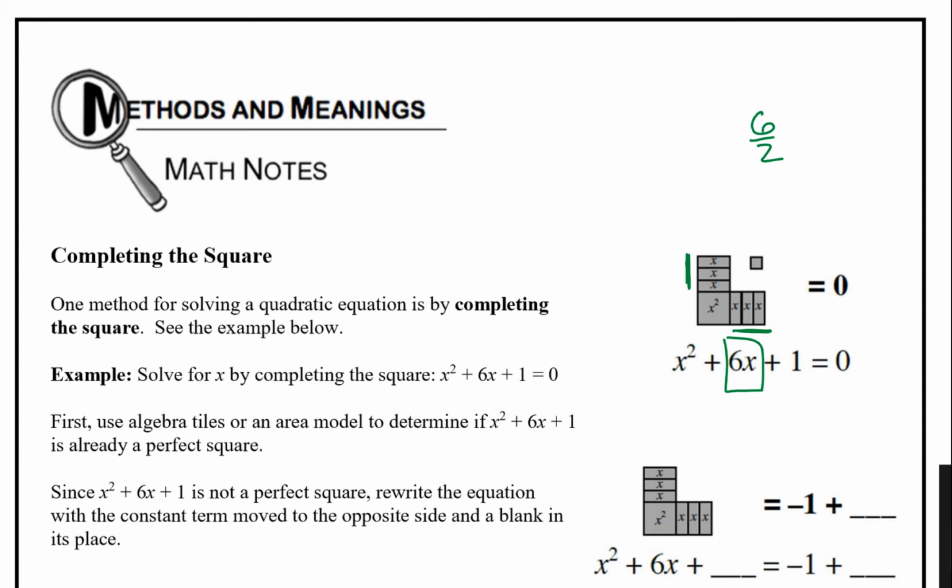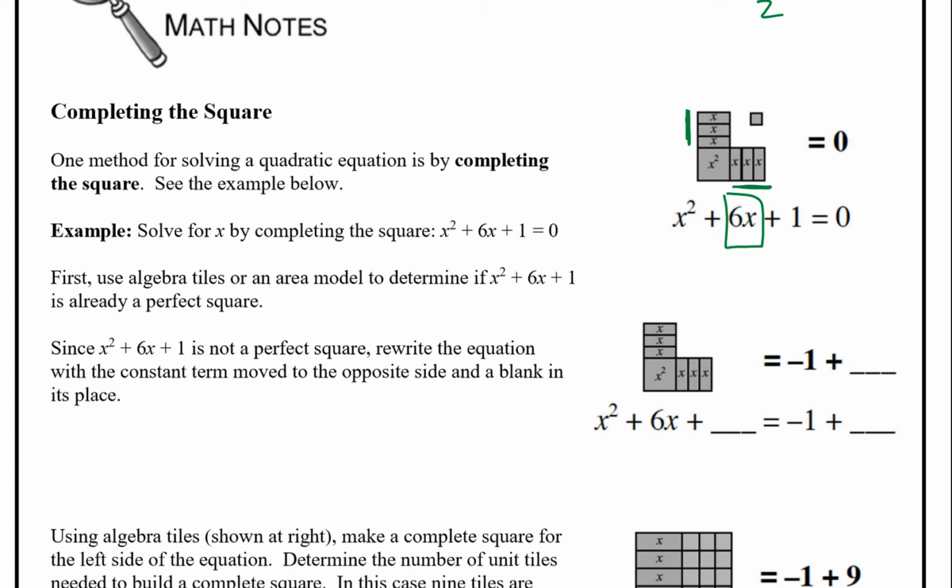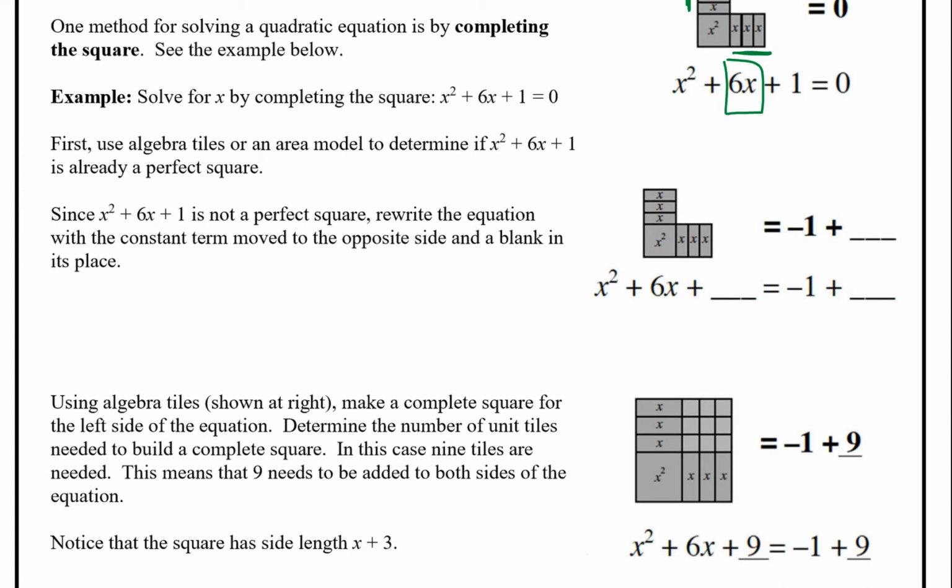So first, use the algebra tiles or an area model to determine if it is already a perfect square. Since x squared plus 6x plus 1 is not a perfect square, rewrite the equation with the constant term moved to the opposite side and a blank in its place. So that got migrated over. And then using algebra tiles shown at right, make a complete square for the left-hand side of the equation. Determine the number of unit tiles needed to build a complete square. In this case, 9 tiles are needed. This means that 9 needs to be added to both sides of the equation.